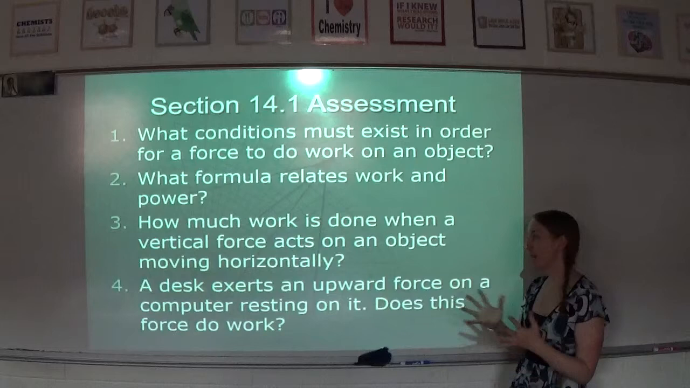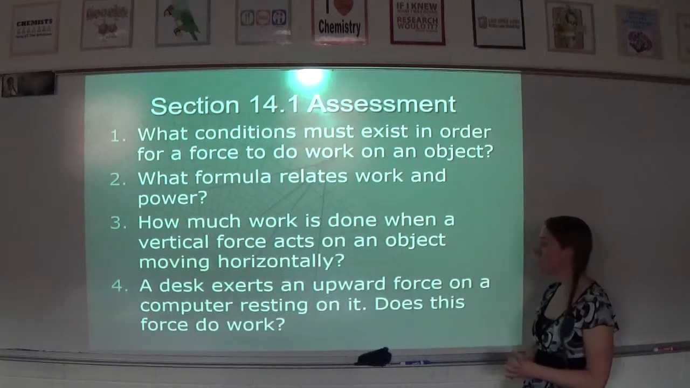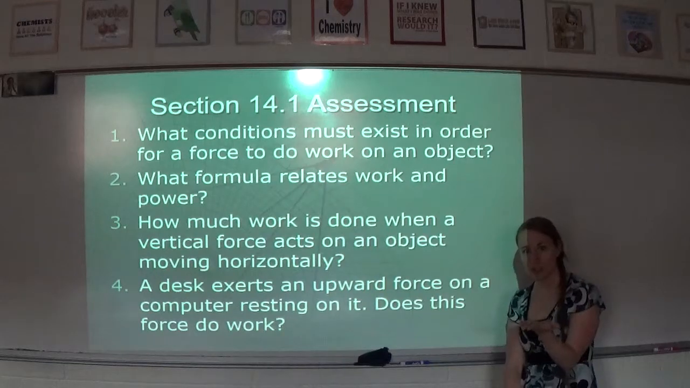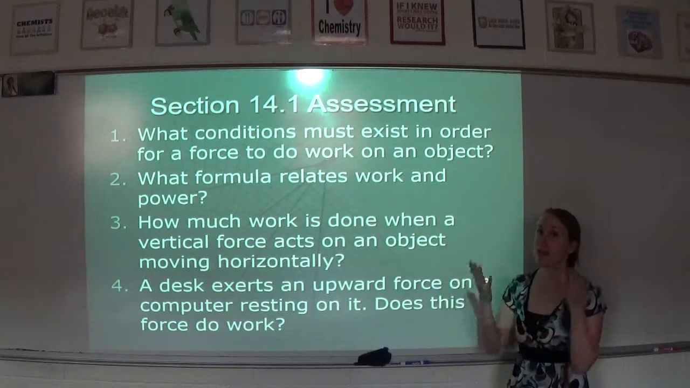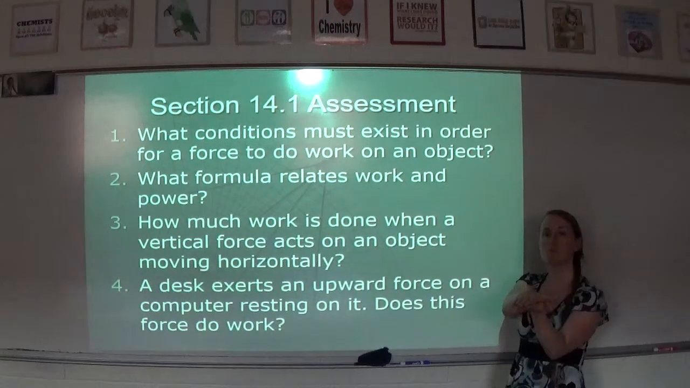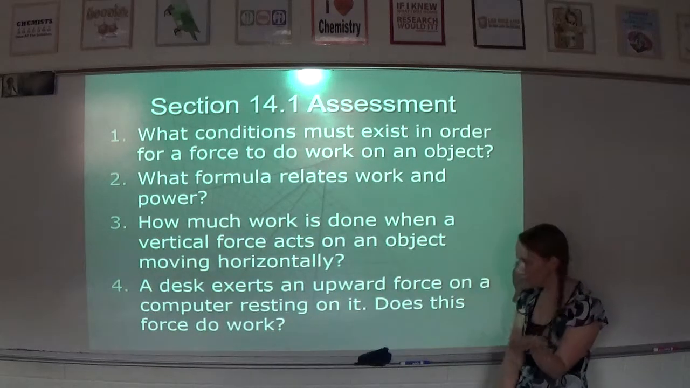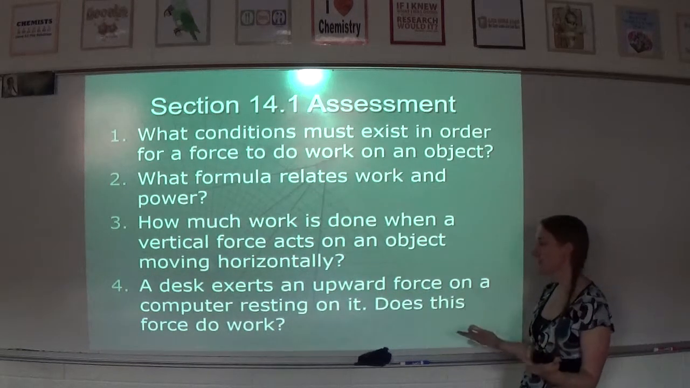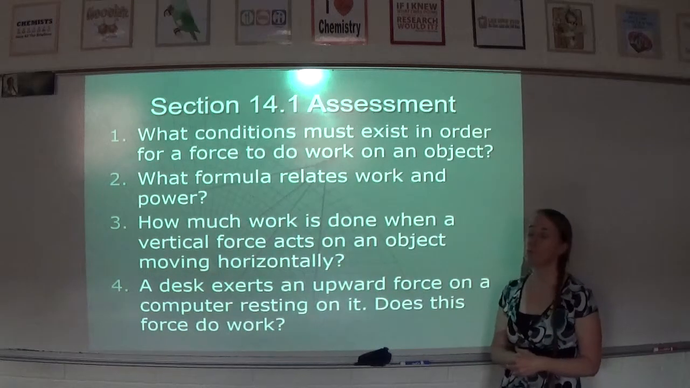All right, number 4, a desk exerts an upward force on a computer resting on it. That's why the computer doesn't fall into the desk. It's back to Newton's laws of action and reaction forces. The computer's pushing down on the desk, so the desk must push up on the computer. Does this force do any work?